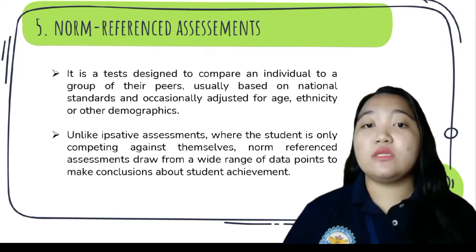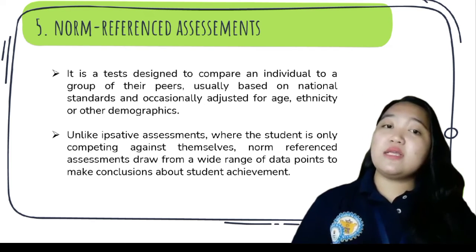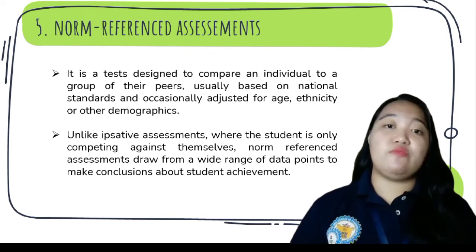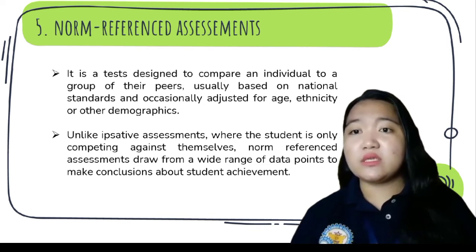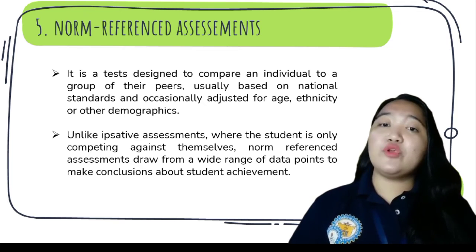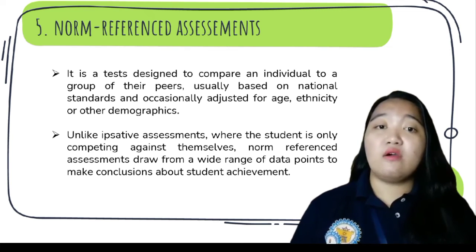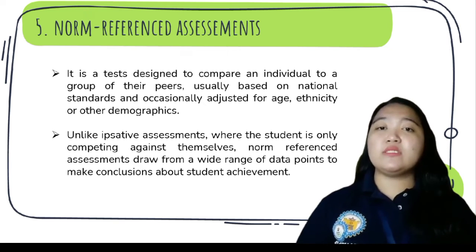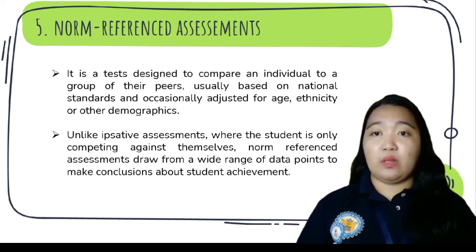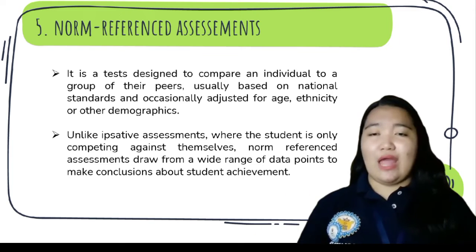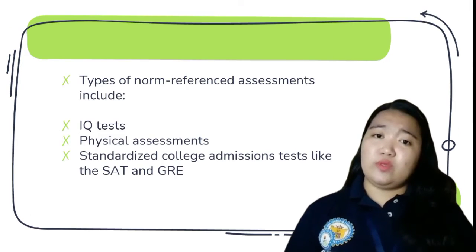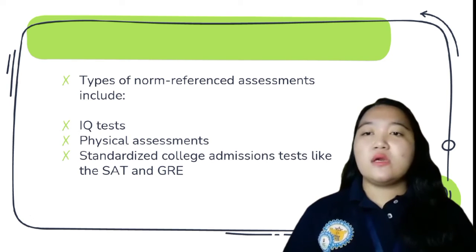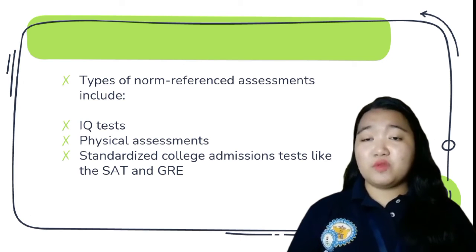If a runner comes in third in a race, that doesn't tell us anything objectively about what the runner did. We don't know if she finished in 30 seconds or 30 minutes. We only know that she finished after two other runners and ahead of everyone else. So if Aileen decided to make her test norm reference, she would compare students to what is normal for that age, grade, or class. Other examples of norm reference tests include the SAT, IQ tests, and tests that are graded on a curve.